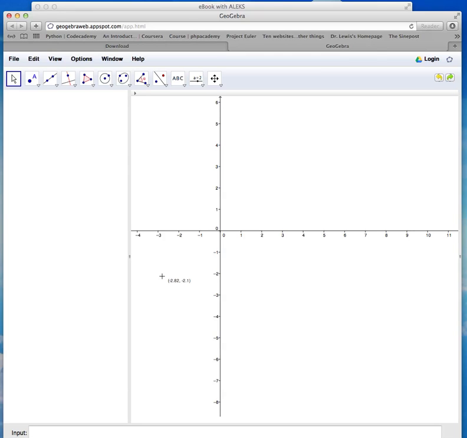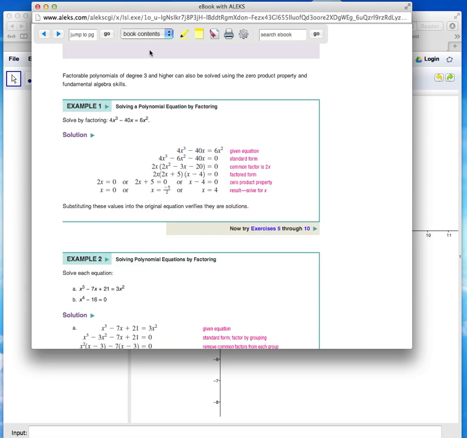The concept is, do you know how to graph, and then understand how to find solutions with graphing. And you're allowed to use the graphing calculator all you want, but GeoGebra is just a quick way for me to do this for you than using a graphing calculator right now. So look at example 1, 4x cubed minus 40x.